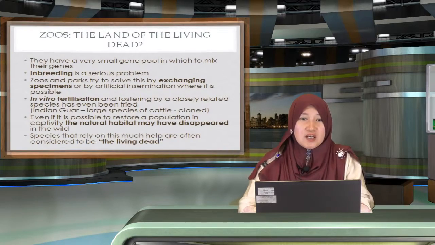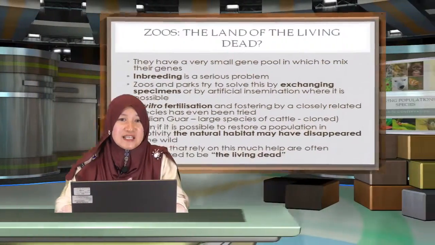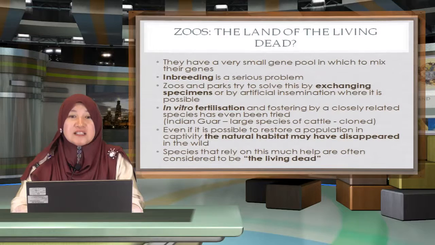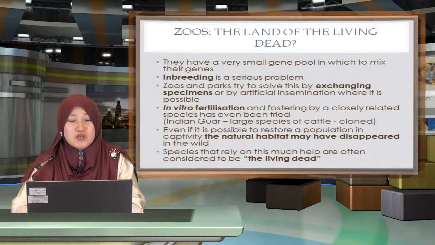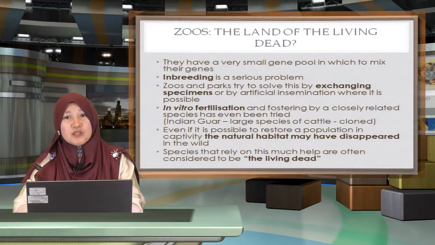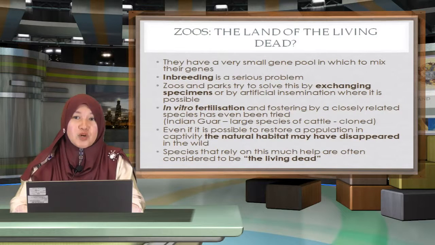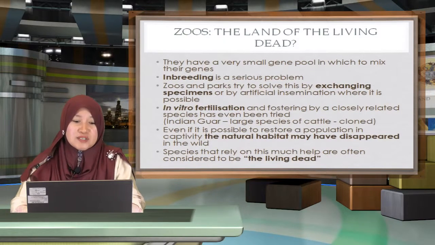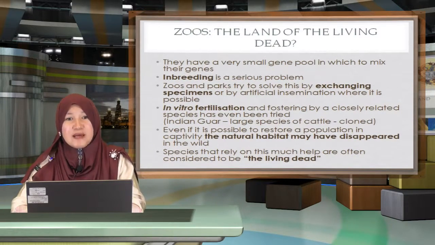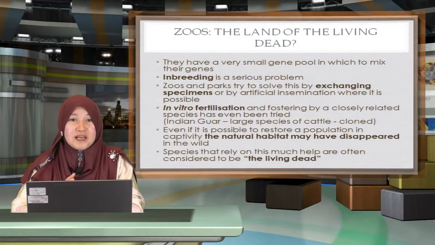So what are zoos all about? Are they the land of the living dead? Well, they are called the land of the living dead because they have several problems, like a very small gene pool in which to mix their genes. So inbreeding is a serious problem in zoos. Zoos and parks try to solve this by exchanging specimens or by artificial insemination where it is possible.